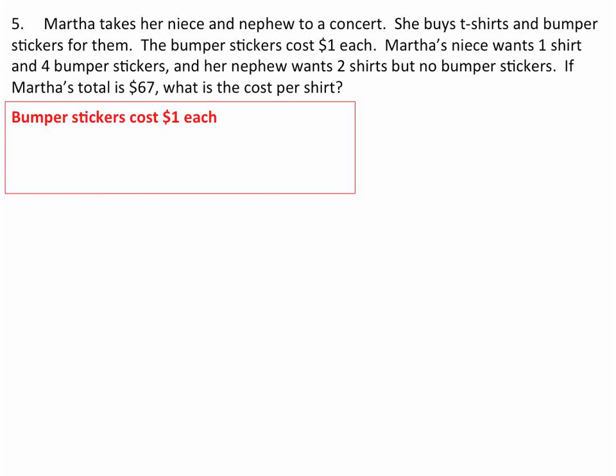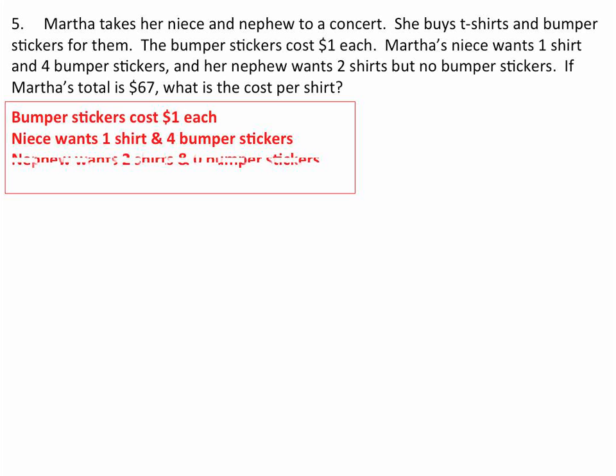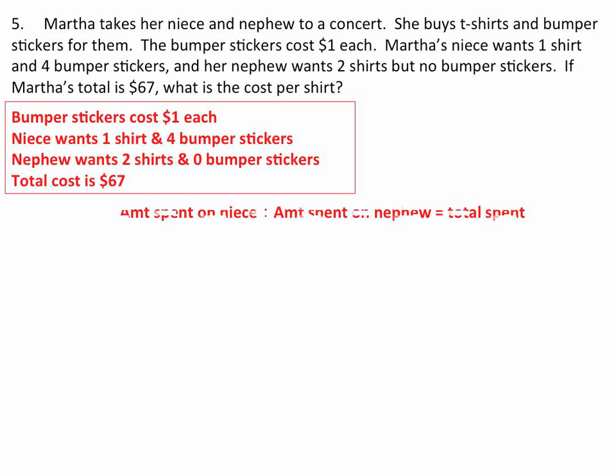Well, what do we know? We know that bumper stickers cost $1. We know that her niece wants 1 shirt and 4 bumper stickers. We know that her nephew wants 2 shirts and no bumper stickers. And we know that the total cost is 67 bucks. So the amount she spends on her niece plus the amount she spends on her nephew is going to be the total amount that she spends.